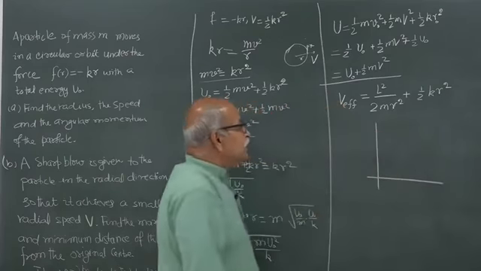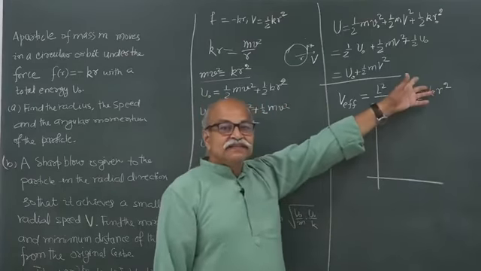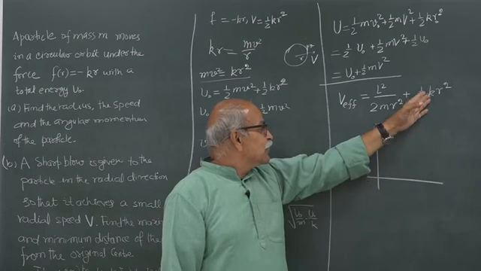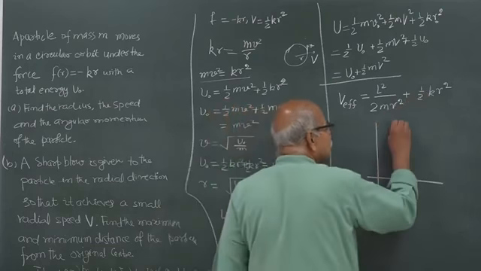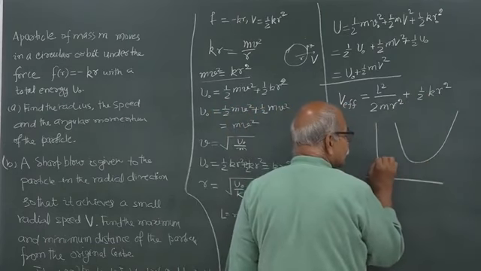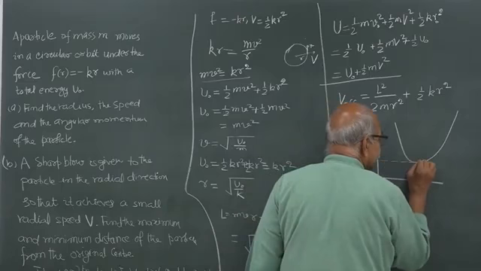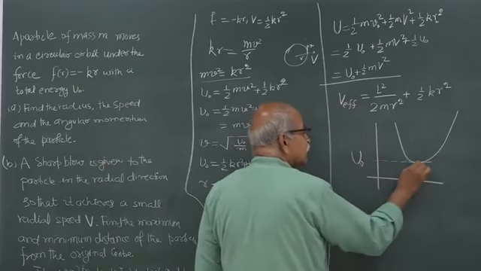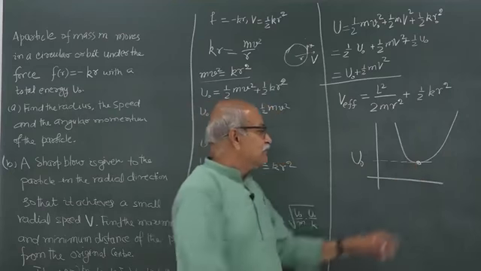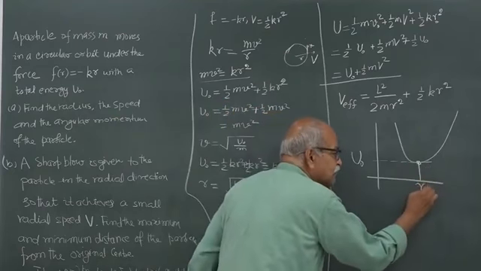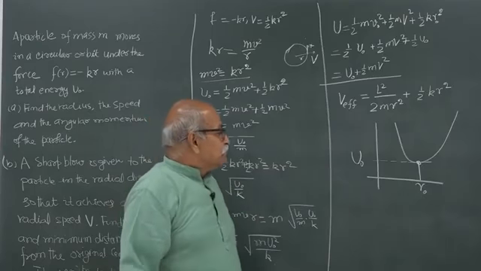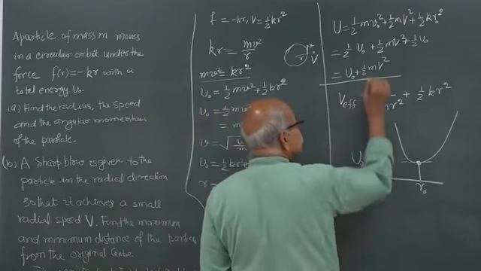How will it look? All the time positive. There is one minimum, never crosses 0, all the time positive. There is one minimum, and therefore, the shape will be something like this, and here is that u naught. If the energy is u naught, it is going in a circle. So, it has to be this lowest point where you have only one value of r possible, and that is r naught, right.